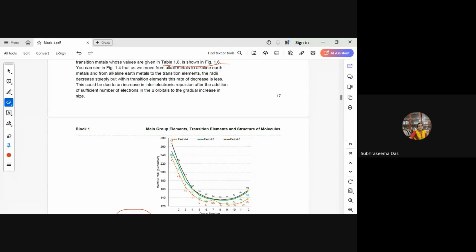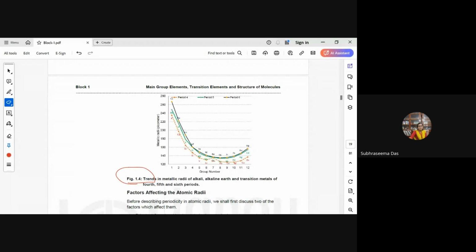But however, when we look into the decrease in the transition elements, the rate of decrease of atomic radii or the metallic radii in the transition element series is gradual, it is very less. This is because of the increase in inter-electronic repulsion after the addition of a sufficient number of electrons that go into the d orbitals, due to the gradual increase in size. So there is a very important observation from this graph.